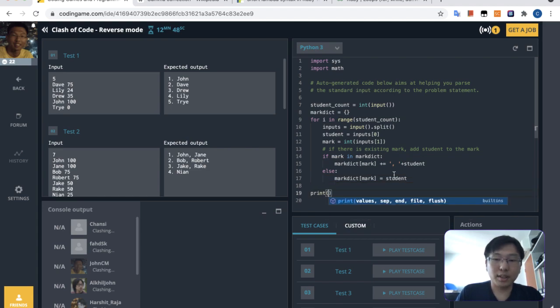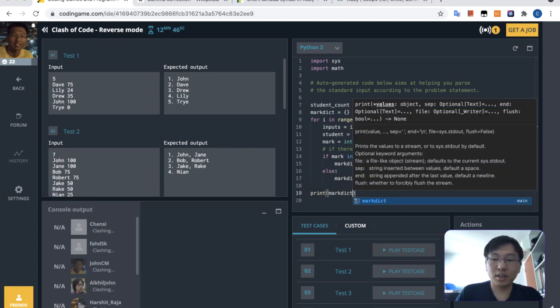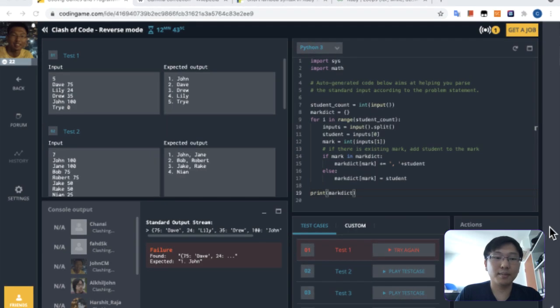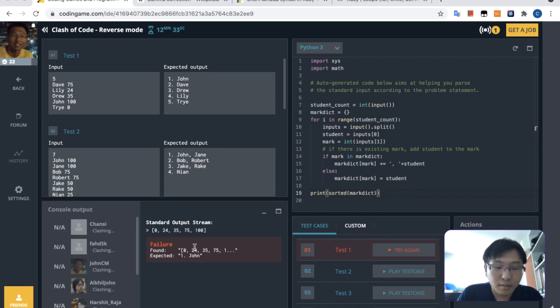Okay, let's just print out our mark dictionary. I just want to see what it is like, the mark dictionary. So we have this 35. Okay, very good, very nice. So let's try to print out sorted mark dic. Oh, okay.